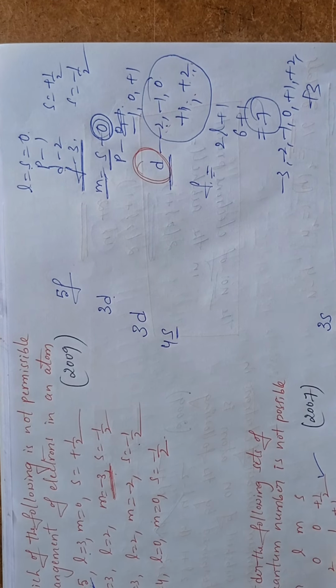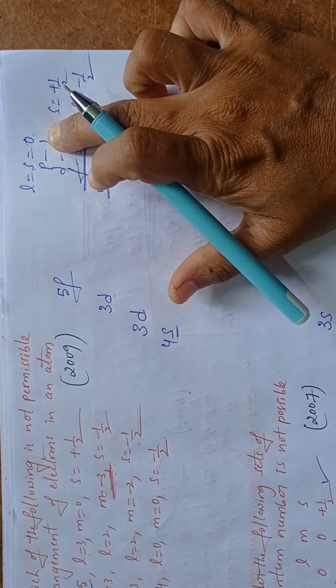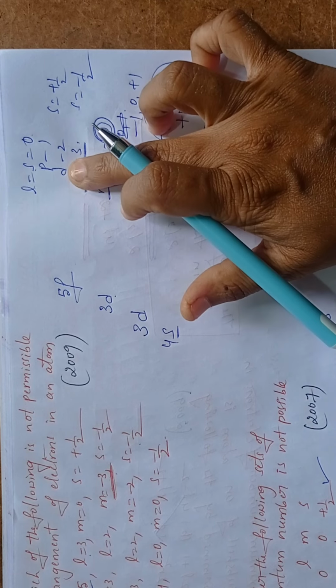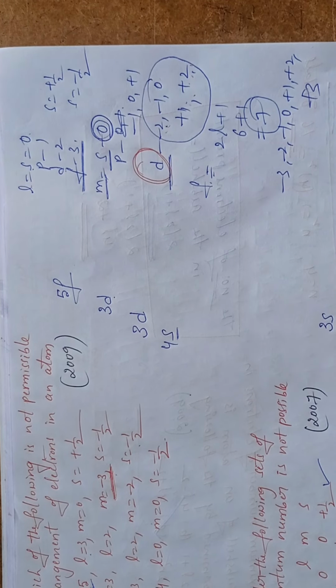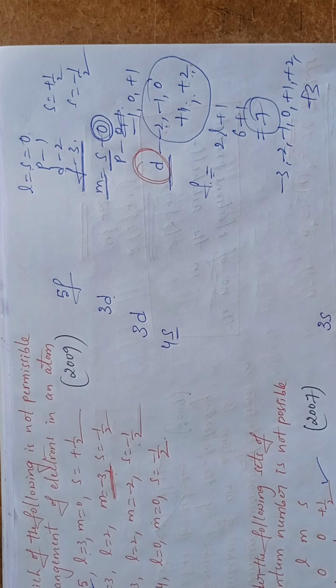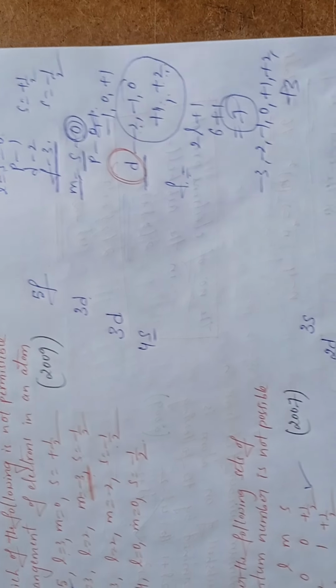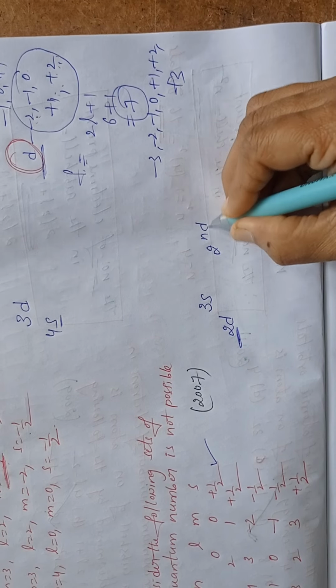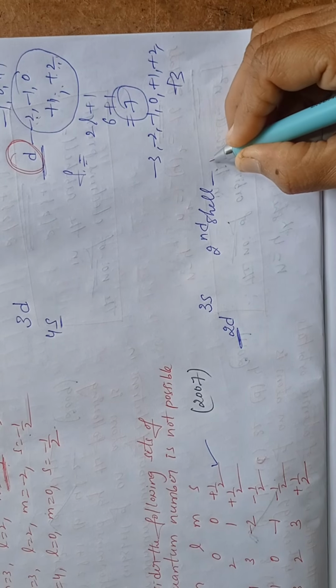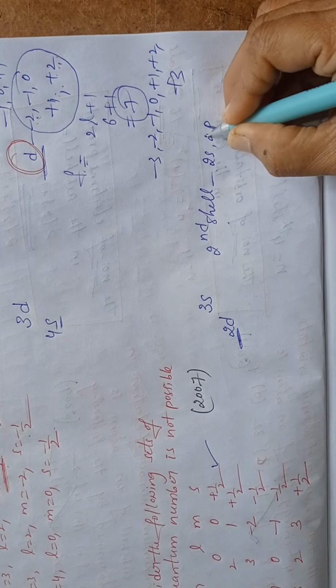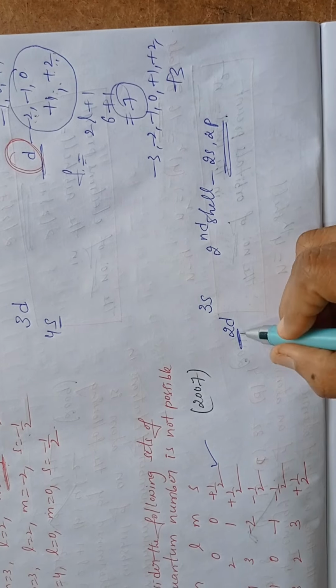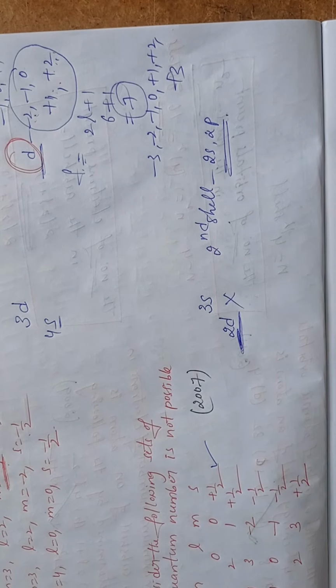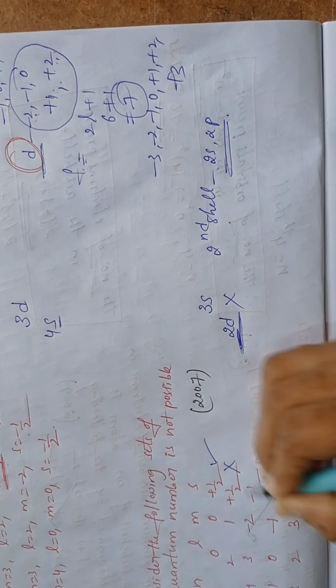L equal to 2 is given. L equal to 2 means D, so 2d. Is 2d possible? In the second shell, only two subshells, 2s and 2p, will be there. It is possible to have 2s and 2p, but here 2d is given. So it is not acceptable. So this is wrong.